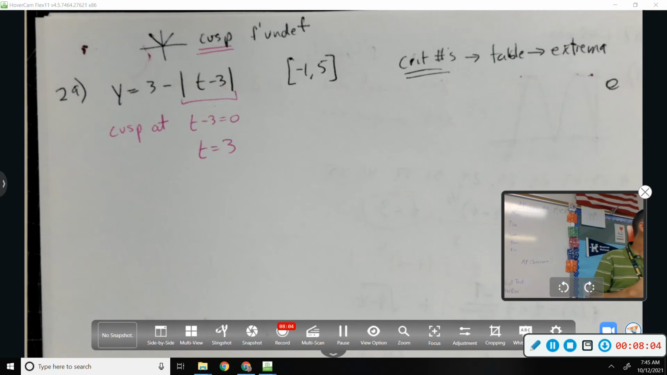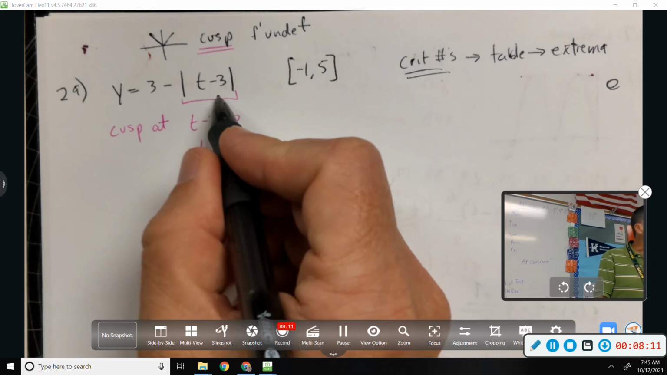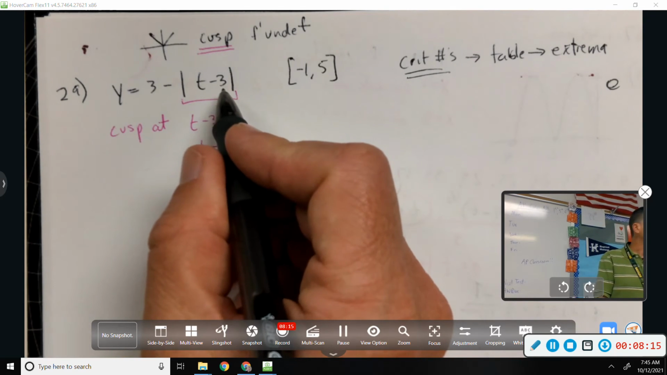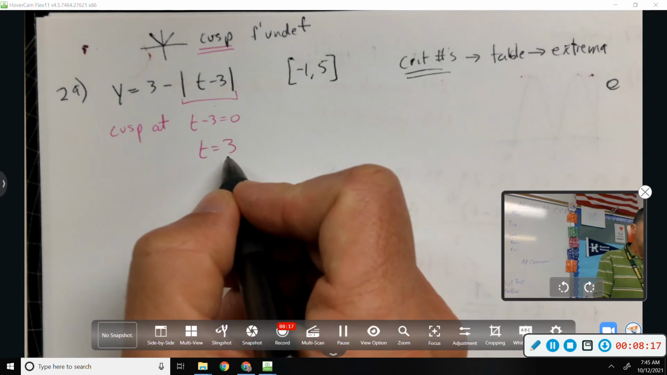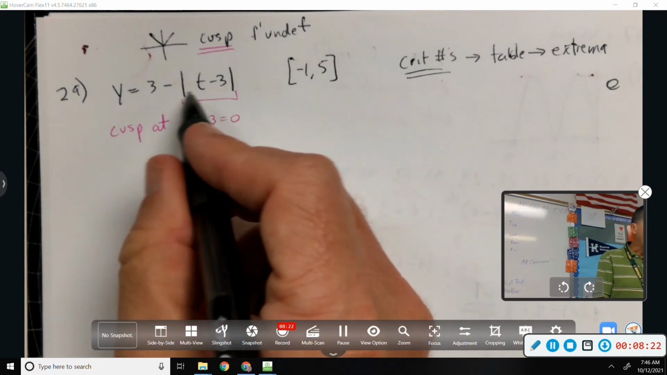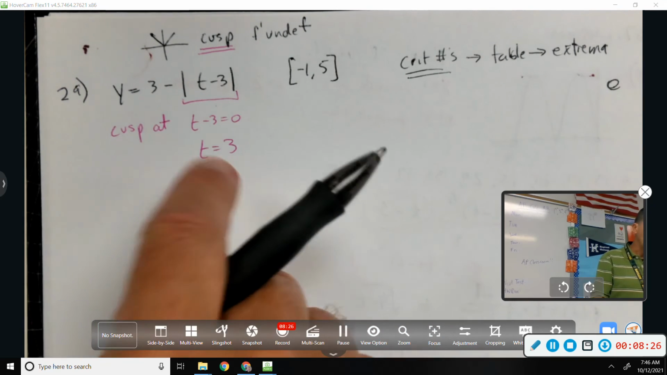Could you think about it like a graph, like how you move it to the right 3 because it's inside the absolute value? You can definitely think of it that way. This is a shift to the right 3, and so that's going to move the cusp right 3. So you only have to find the x value, so it doesn't matter where it is up and down. It's flipped upside down, it's been moved up 3, but I don't really care about that. There's a cusp at t equals 3.